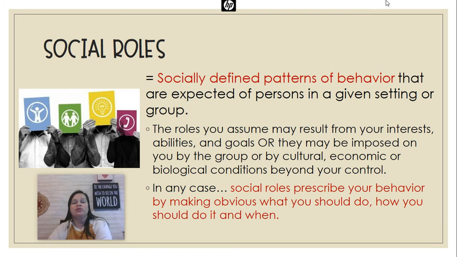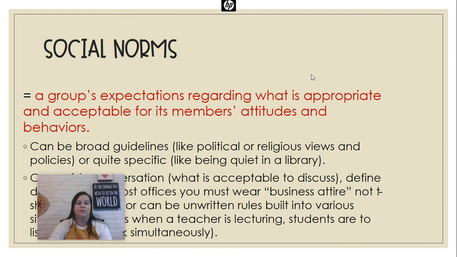Your roles may result from your interests, abilities, and goals, or they could be imposed on you by the group or by cultural, economic, or biological conditions. In any case, social roles are what help you know how to behave. They prescribe your behavior by making it obvious what you should do, how you should do it, and when.